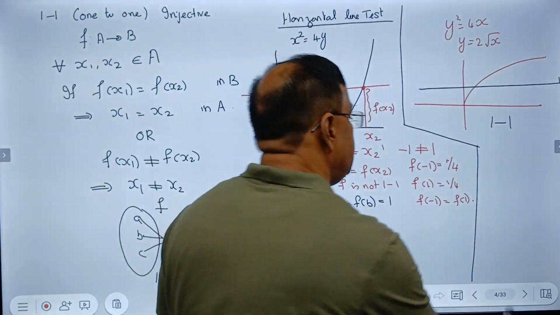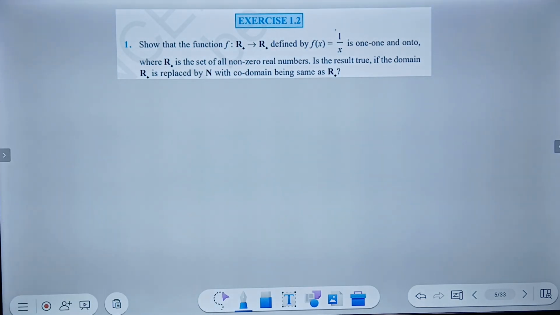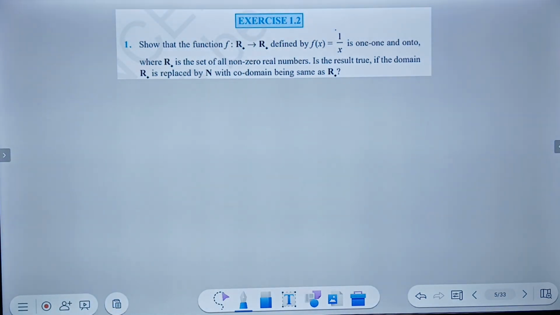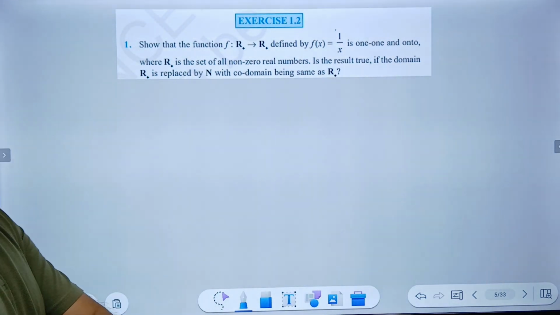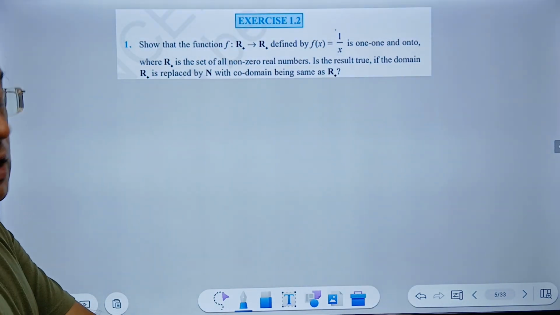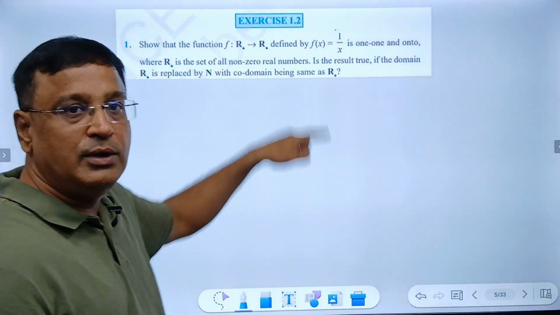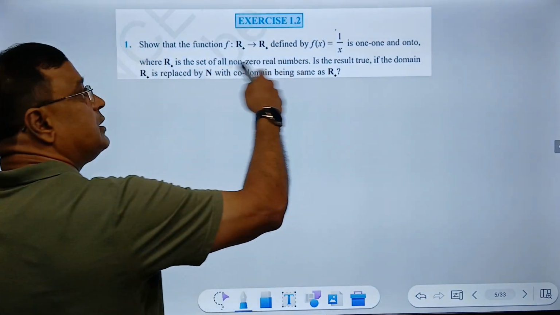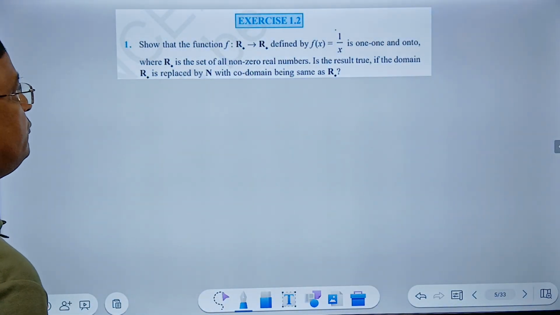Now the first question we are going to do is, I hope you understood all the definitions. The first question we are going to do is, show that the function f from R plus to R plus defined by f of x is equal to 1 by x is 1 to 1 and onto. Where it is from R plus to R plus. That means all positive real numbers excluding 0. Already they have excluded 0, therefore the function is well defined. If they had not excluded 0, then 1 by x cannot exist. Okay. So let us see how to verify 1 to 1.